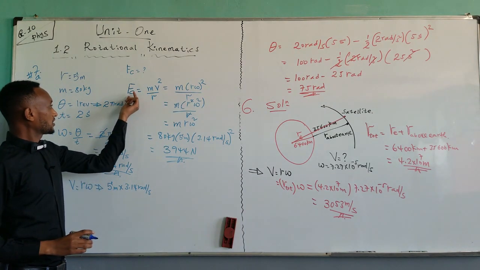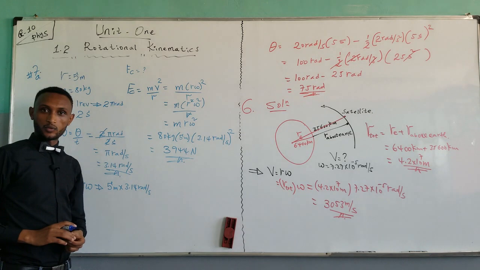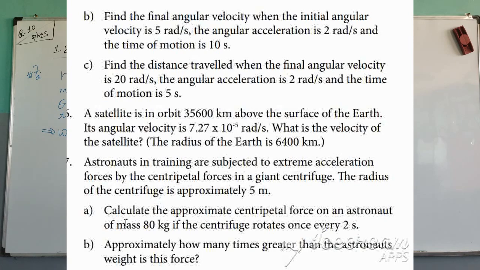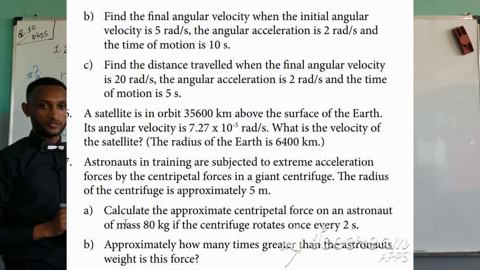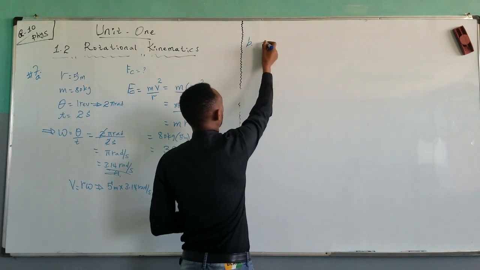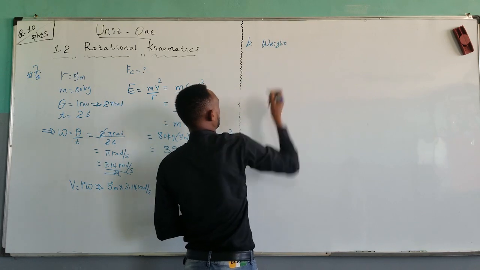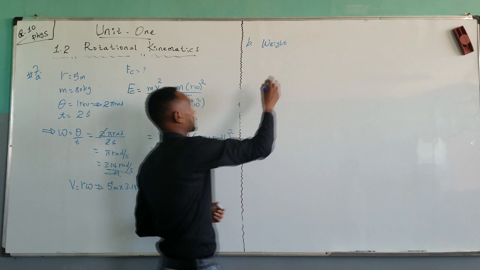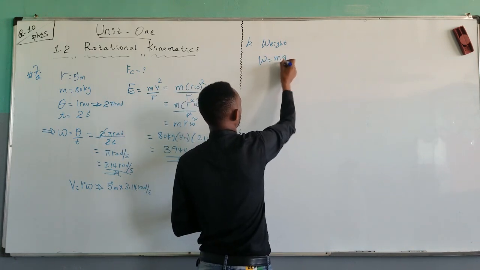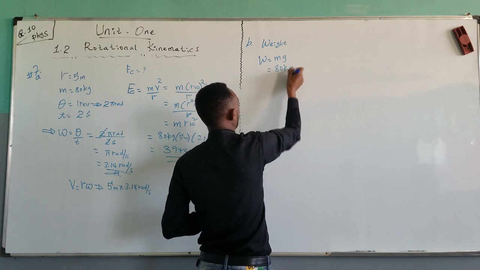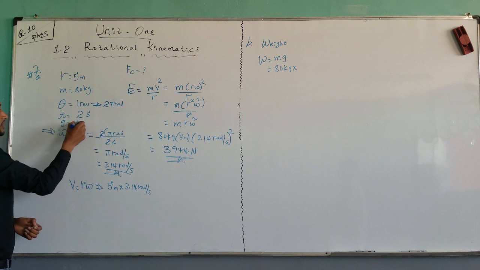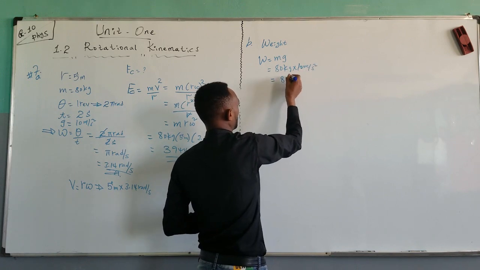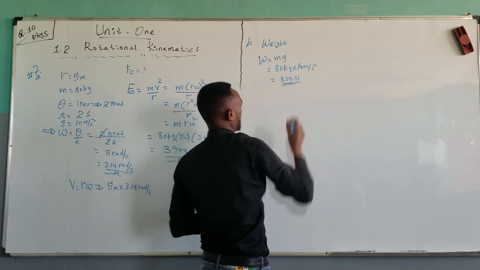On part B, the question says to compare the centripetal force and the weight of the astronaut, and how many times the centripetal force is greater than the weight of the astronaut. To begin, the weight of the astronaut: we know the mass of the astronaut is given and the gravity is also known, so the weight equals mass times gravity. The mass is 80 kilogram times gravity, which is 10 meter per second squared. Finally, we get that the weight of this astronaut is 800 newton.